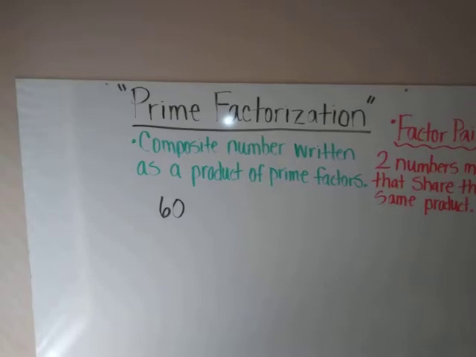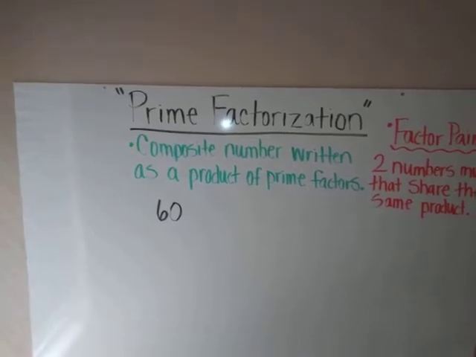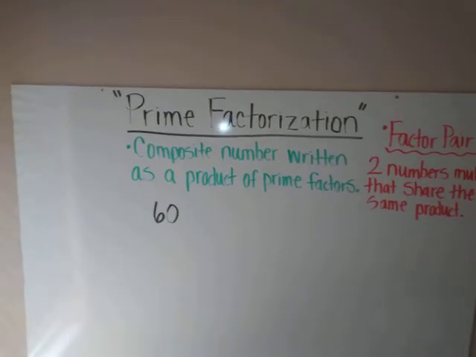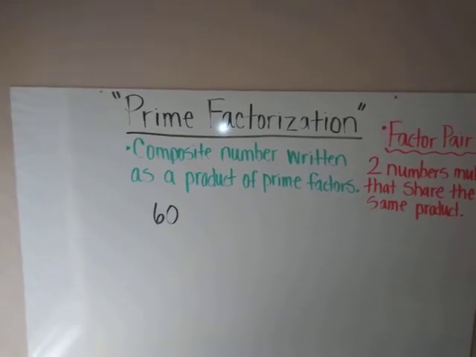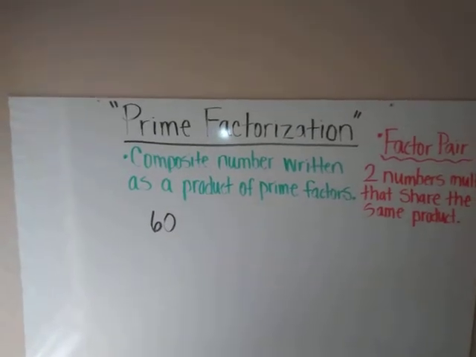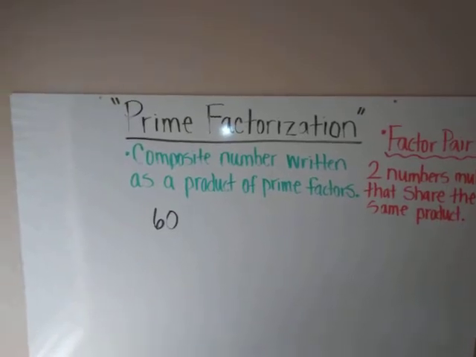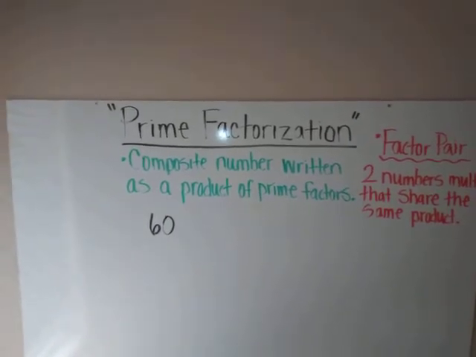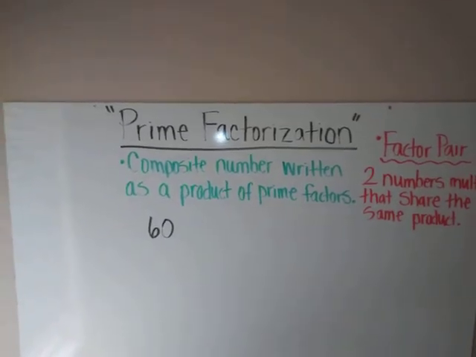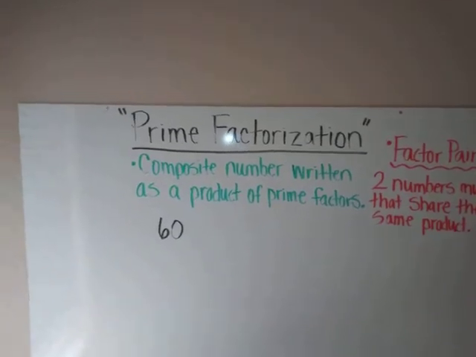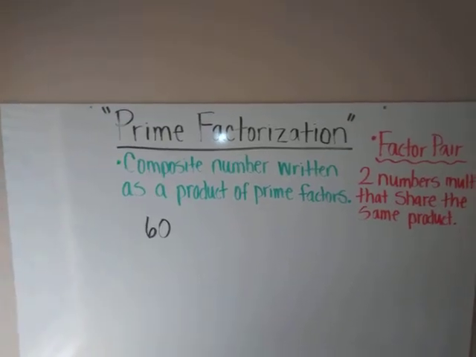Well, a prime number only contains the number 1 and itself to give you that product. That's just one factor pair for prime numbers, 1 and itself. A composite number has multiple factor pairs, such as the number 10. You can multiply 1 times 10 to get 10. You can also multiply 2 times 5 to get 10. So that's the difference between composite versus prime.